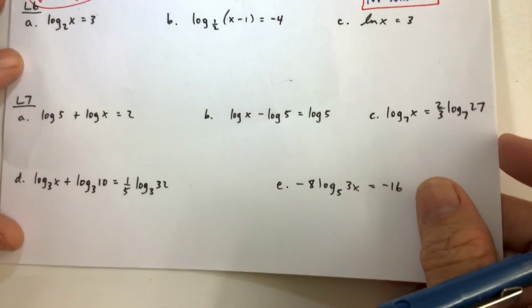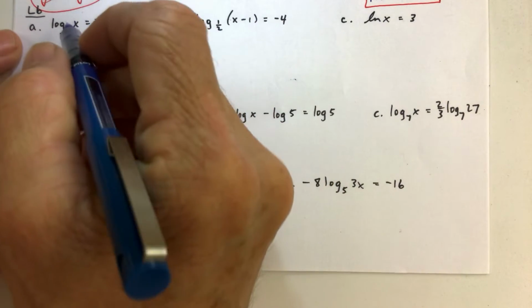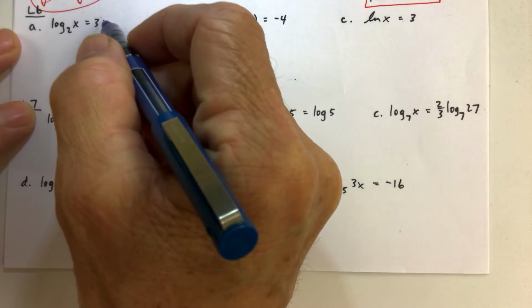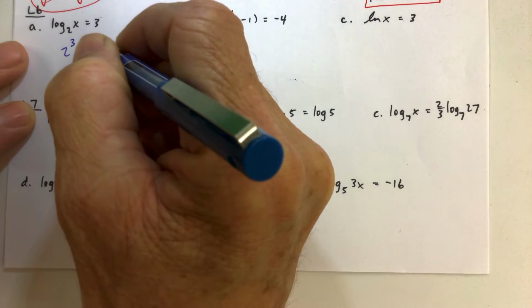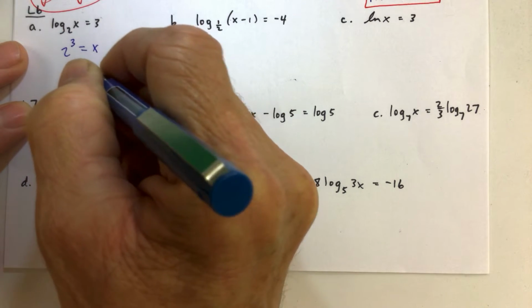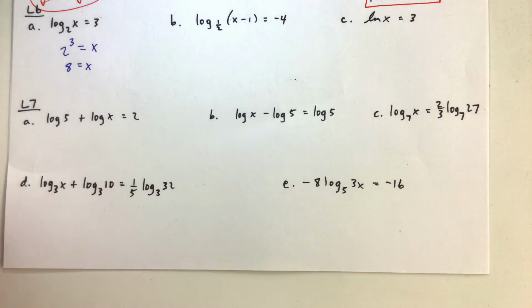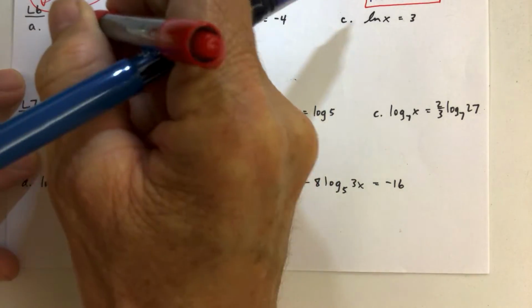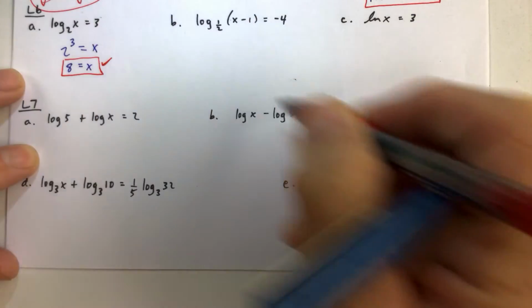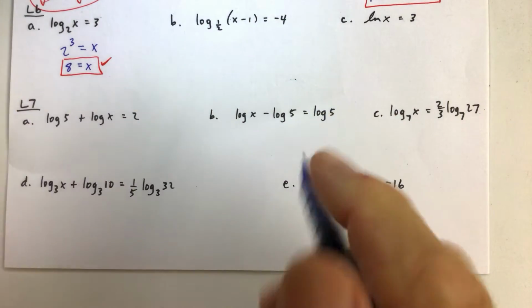So level 6. Here we have a logarithmic equation. We can just convert right to exponents. 2 to the third is equal to x. Hopefully this has become second nature. 8 equals x. We want to check to make sure we're allowed to plug in 8. And sure enough, we are allowed to plug in a positive number.